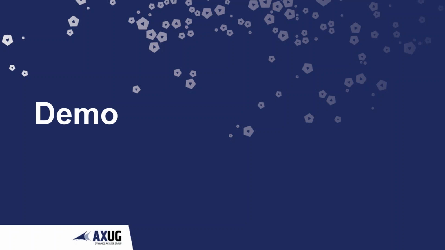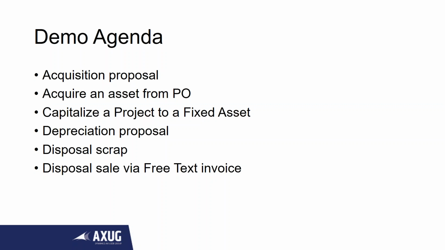Now we're going to go into a demo, and here's the demo agenda. I'm going to acquire an asset using the acquisition proposal in the fixed asset module, and then I will acquire an asset from a purchase order. The third thing I will do is capitalize a project to a fixed asset, and then I will show how we can use depreciation proposal functionality to easily run depreciation.